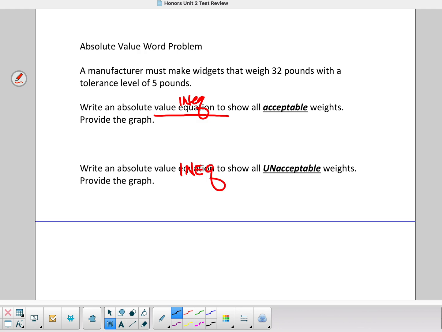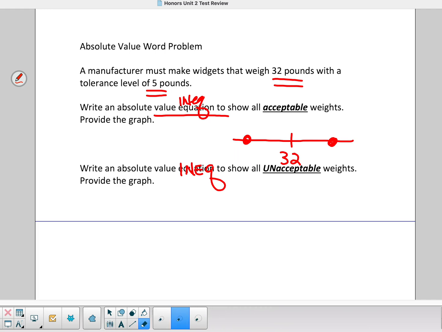To read the problem, a manufacturer must make widgets that weigh 32 pounds with a tolerance level of 5 pounds each. So what that means is, the ideal weight in the center is 32, but they will accept widgets that weigh 5 less than 32 or 5 more than 32. So that means that my two boundary points on my graph are 32 minus 5 and 32 plus 5. So they're going to accept anything that falls within that range, including the weights of 27 and 37. So there's a graph to represent what's happening.